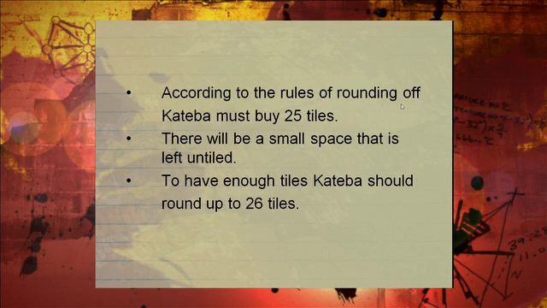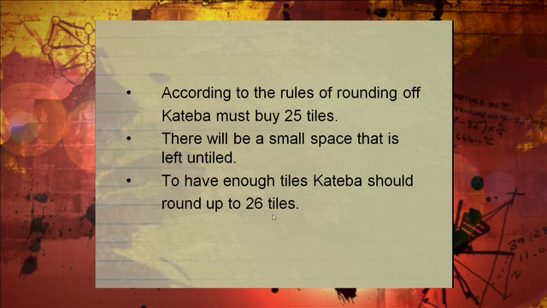According to the rules of rounding off, Gadiva must buy 25 tiles. Okay, fine. But remember, there will be a small space that is left untiled. If you come up with 25 tiles, what should it be? To have enough tiles, Gadiva should round up to 26 tiles. Of course, there must be a small gap that is left there. You're going to fill it. You're going to cut a piece from 26 tiles. Then you'll fill that gap.